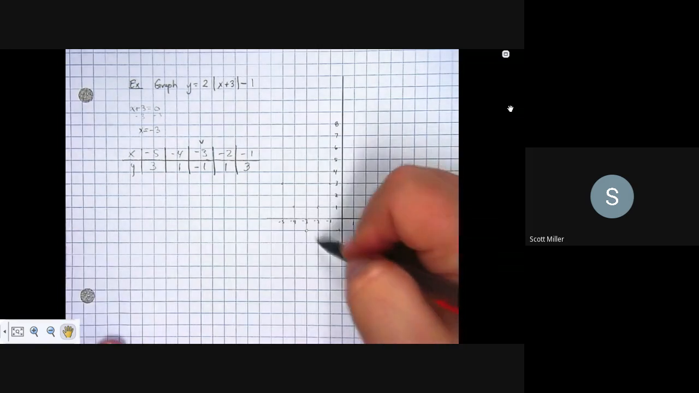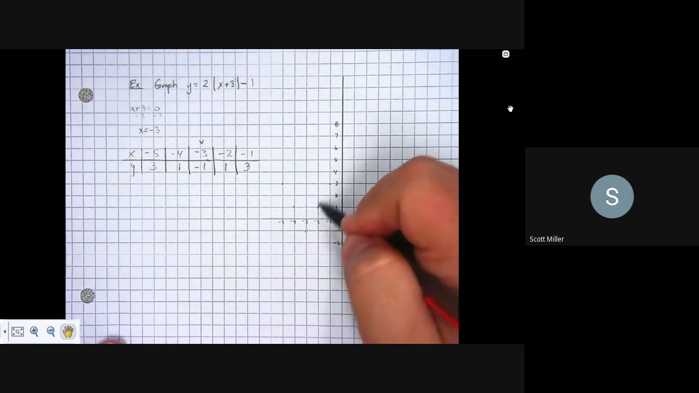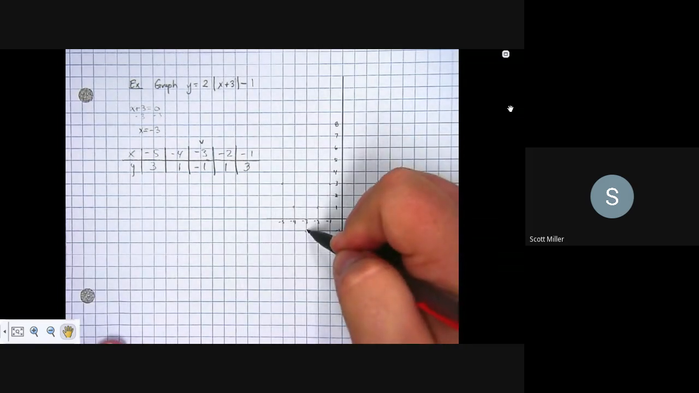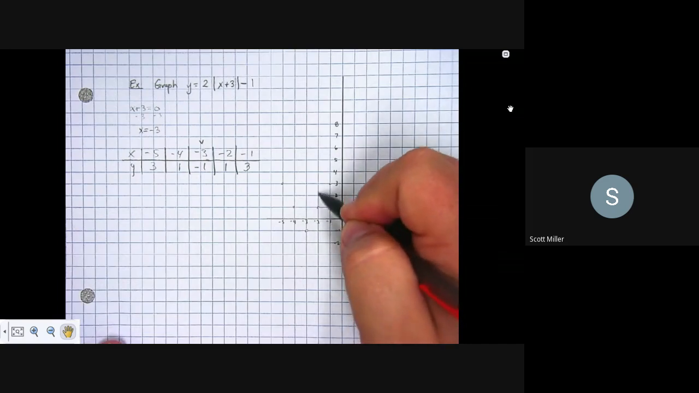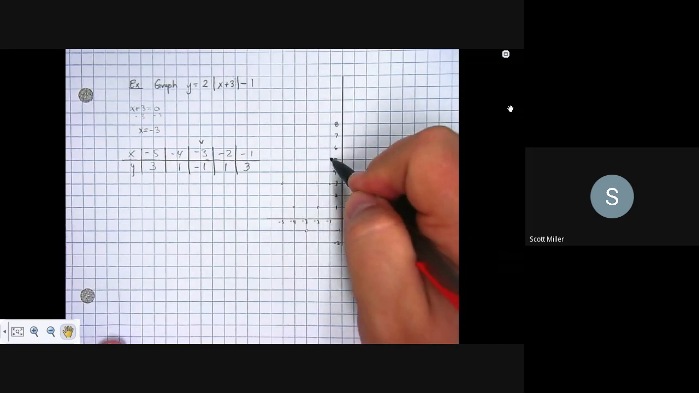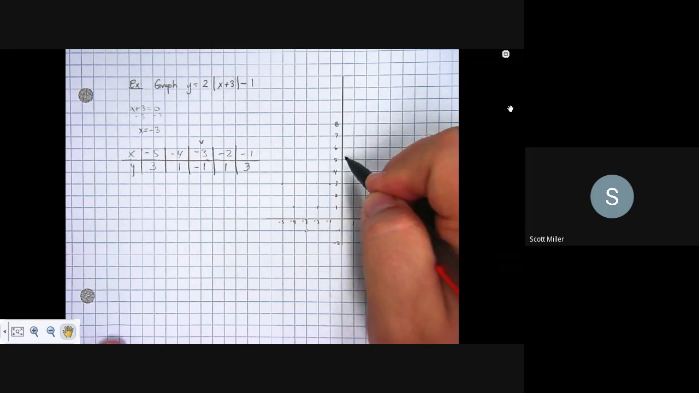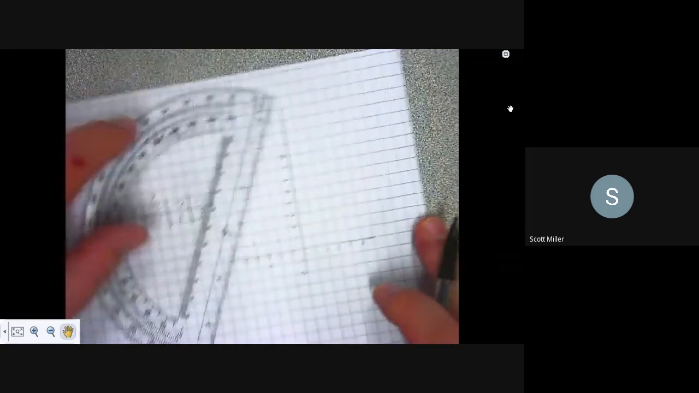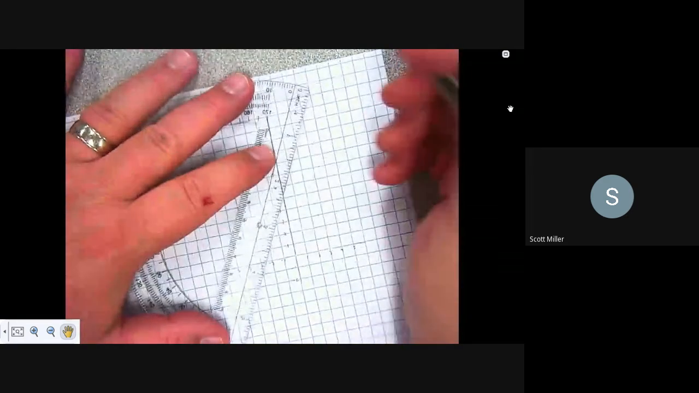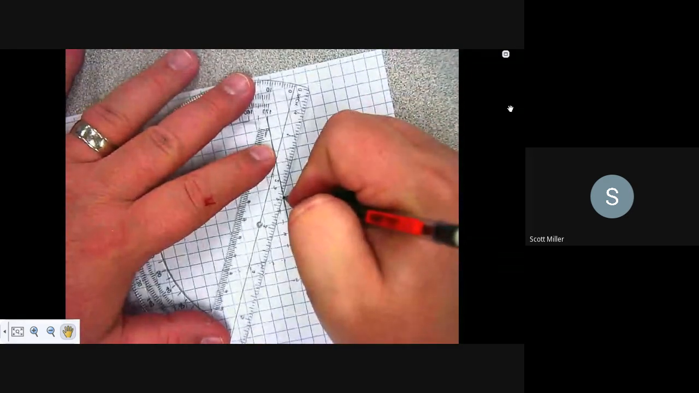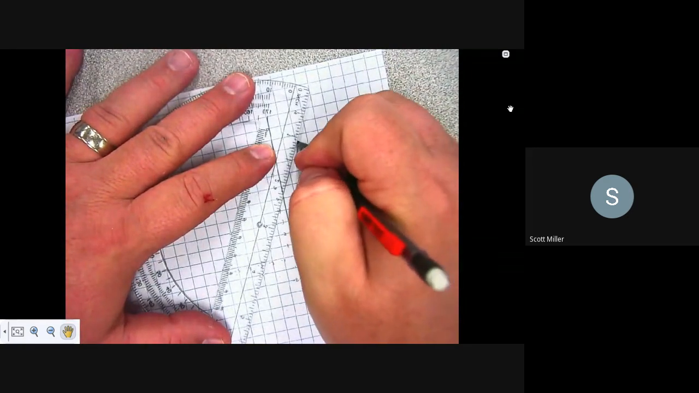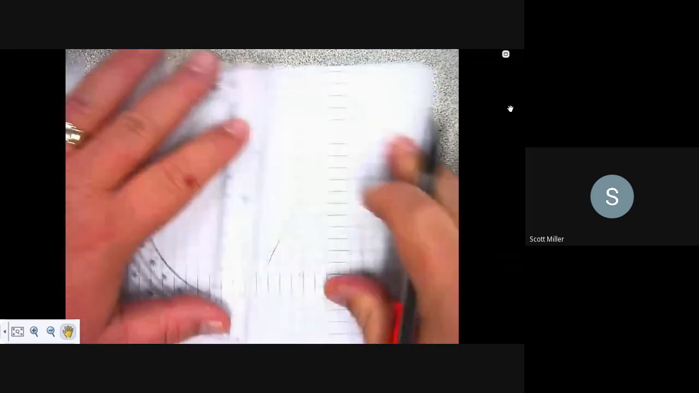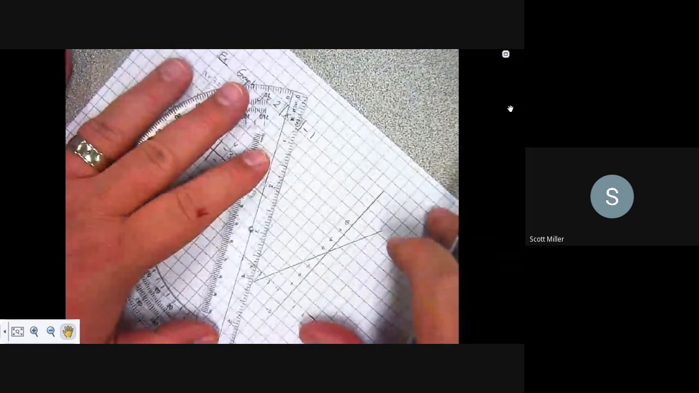Since I know it's a V shape, we can see that this side right here has a slope of 2, so it's up 2 over 1, up 2 over 1. I can do it again, up 2 over 1. I know that's another point. And then whatever I need to do to help me draw this graph, make sure you remember that it is a V shape. Okay, a V shape. And then we do this side over here, a V shape.